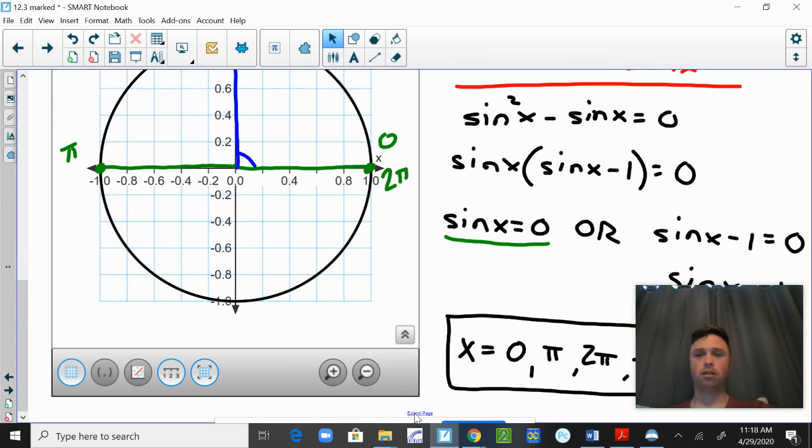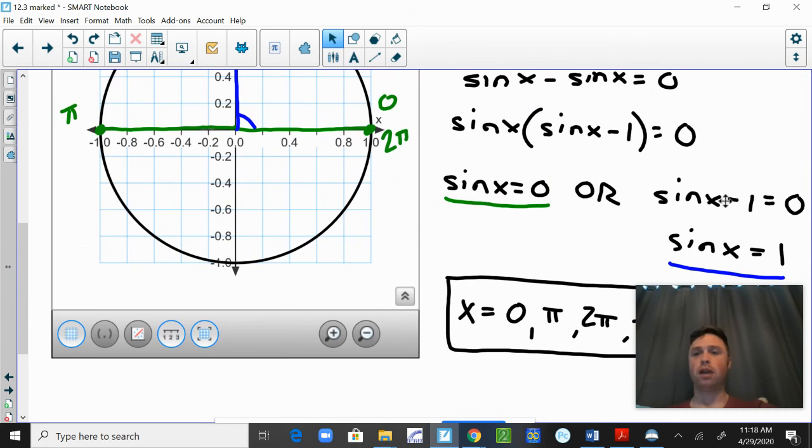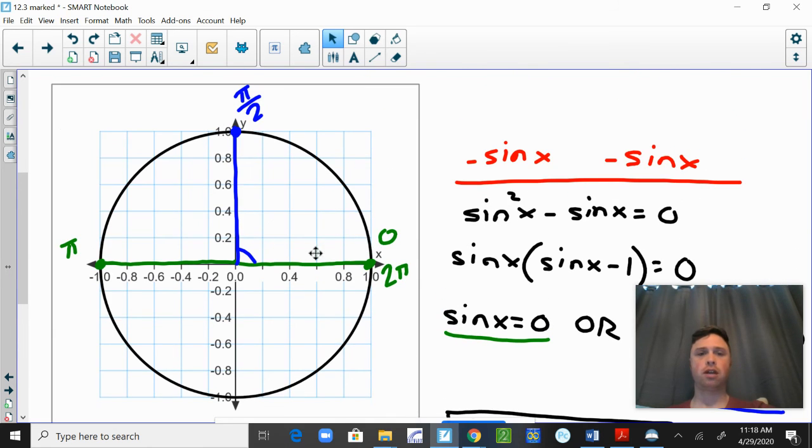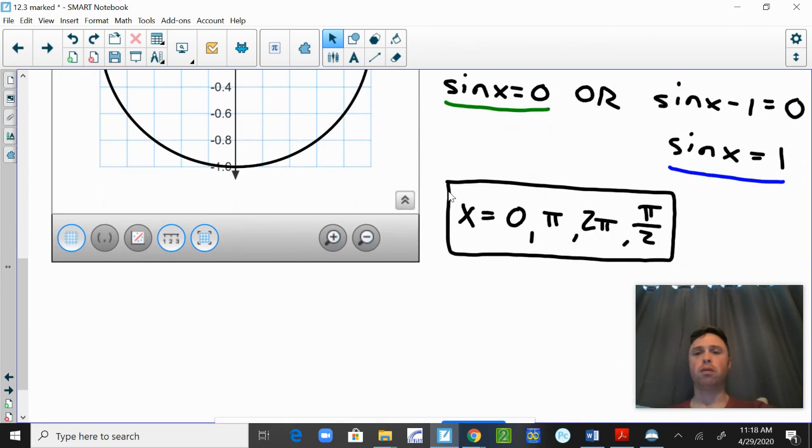If we scroll down here just a bit, if we add the 1 to both sides, right? That means the y-coordinate on the unit circle is either 0 or 1. So there are 3 points on my unit circle where that is the case. The angles 0, pi, and 2 pi for the y-coordinate being 0, and then the y-coordinate being 1 is only located at pi over 2. So those would be my solutions.